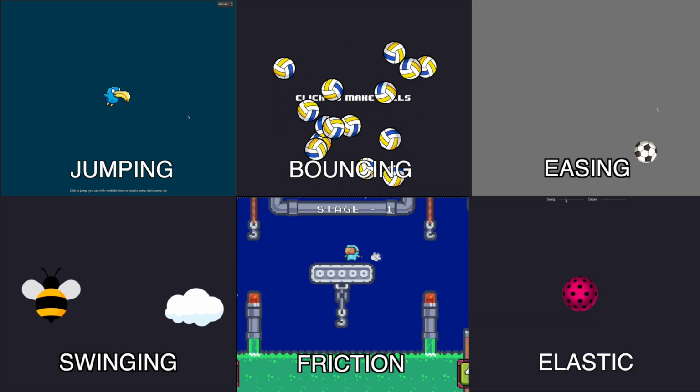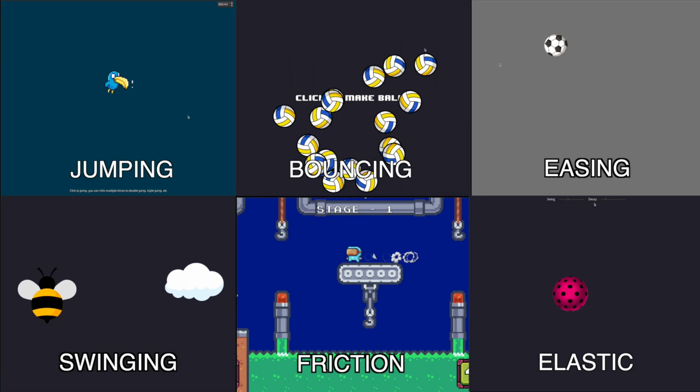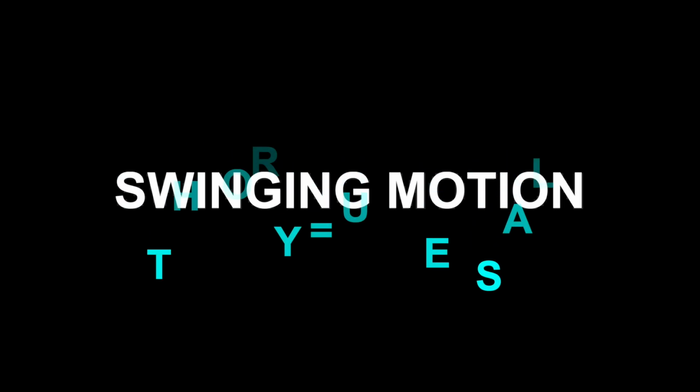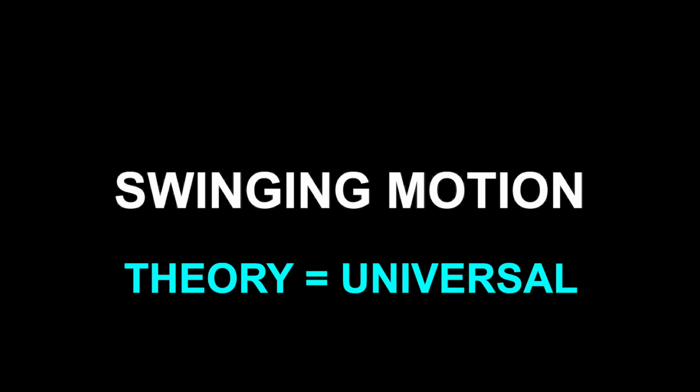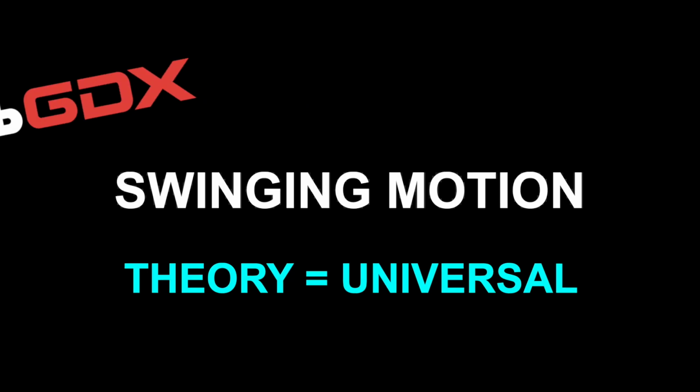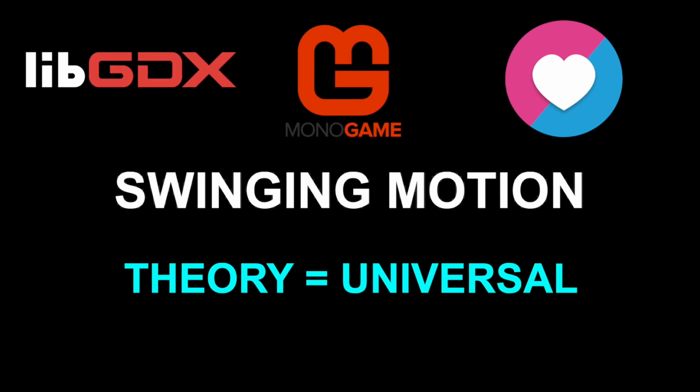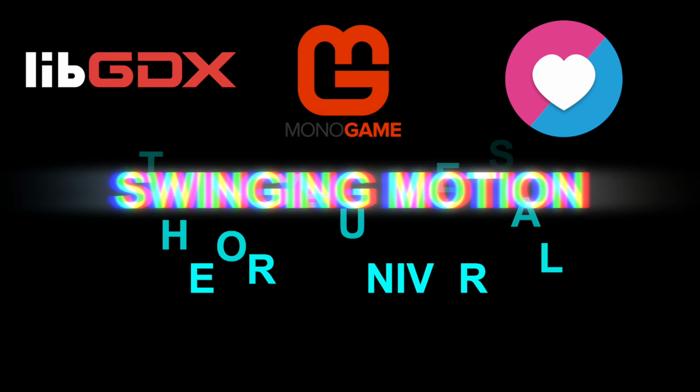In the first part of the series, game motion programming with Java and libGDX, let's explore the swinging motion. The theory I present in this video is universal, and you can use any code-centric frameworks like libGDX, modern games or lib2d to implement them. In this video, I'm going to use Java's libGDX to demonstrate the technique.